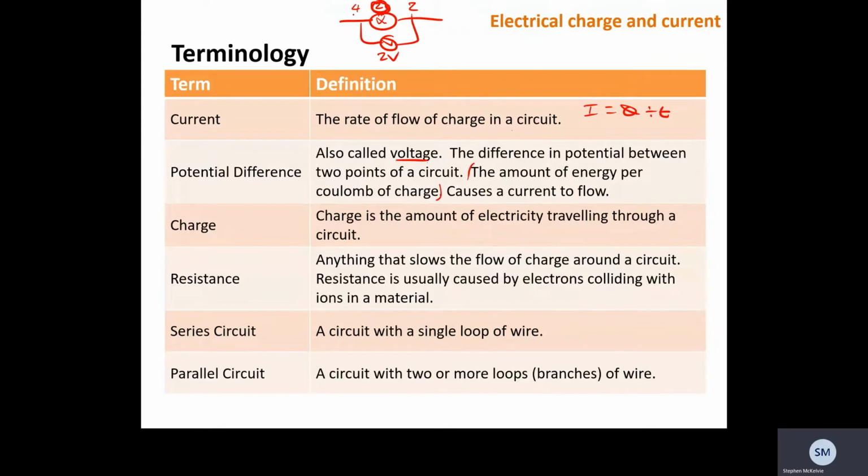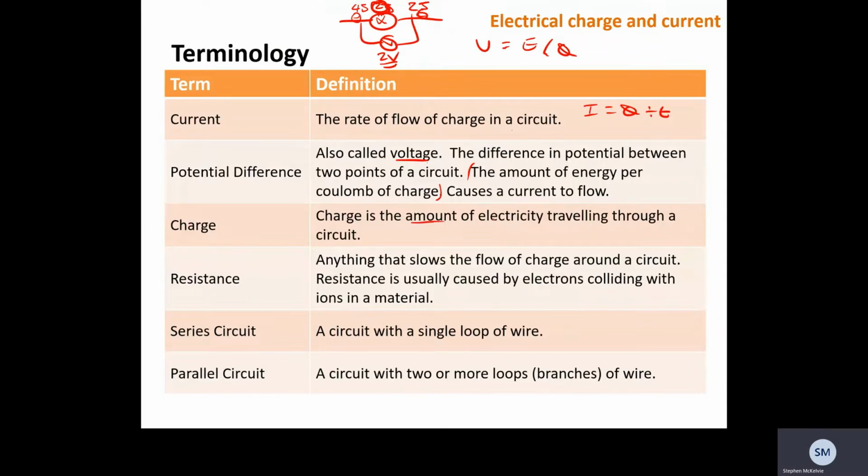So if this coulomb of charge here has got 4 joules and this coulomb of charge here has got 2 joules, then I know that 2 joules was used by my bulb, which is the same as saying 2 volts. The volt is the joules per coulomb, the amount of energy per coulomb of charge.